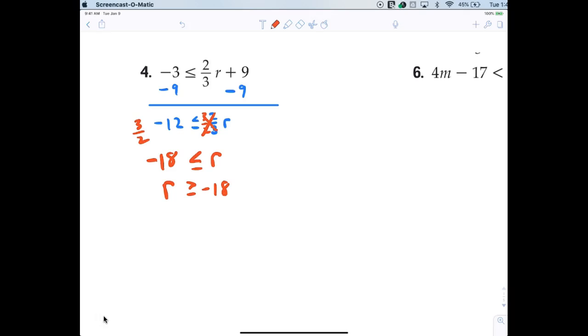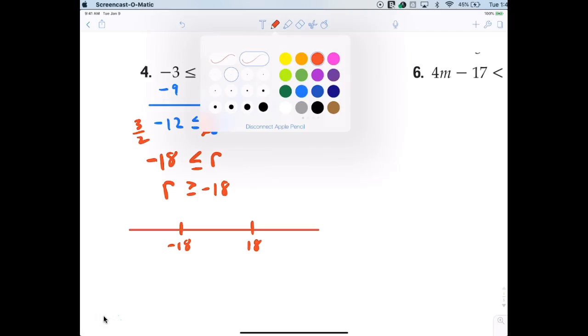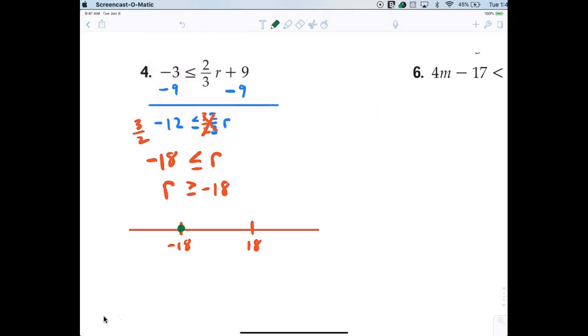Now, if we're going to do this on a number line, we just tell kids, make a number line, put the answer and the opposite number. Now it's greater than or equal to. Because it's greater than or equal to, it's considered a solid dot. And then we would be going to the what? We'd be going to the right. Okay, so that's how you graph that. Yes, sir. Good job.